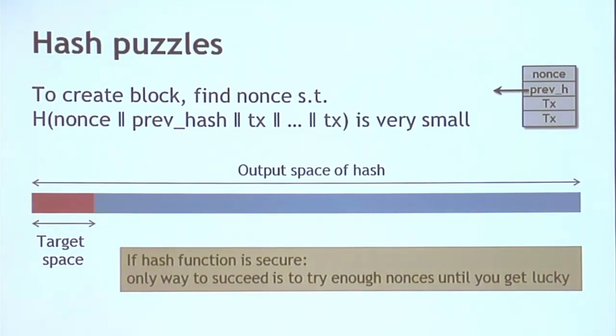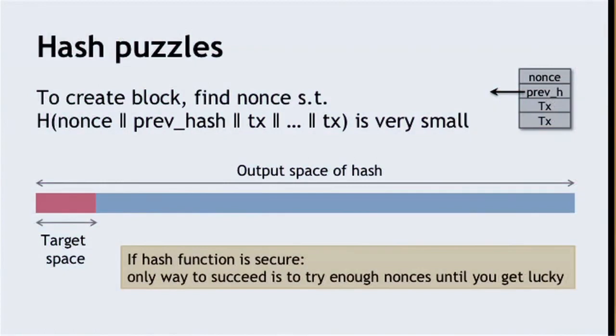And so we believe that if the hash function is secure, then the only way to succeed in solving this hash puzzle is to just try enough nonces one by one until you get lucky. So specifically, if this target space were just 1% of the overall output space, you would have to try about 100 nonces before you got lucky. And if this hash function were to behave essentially randomly, only 1 in 100 nonces will result in an output that falls within this target space.